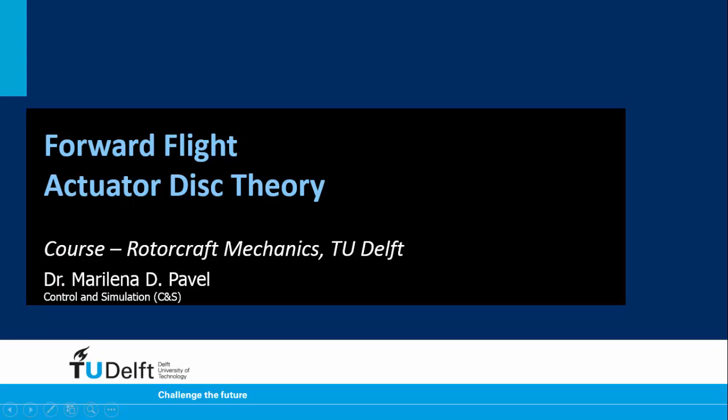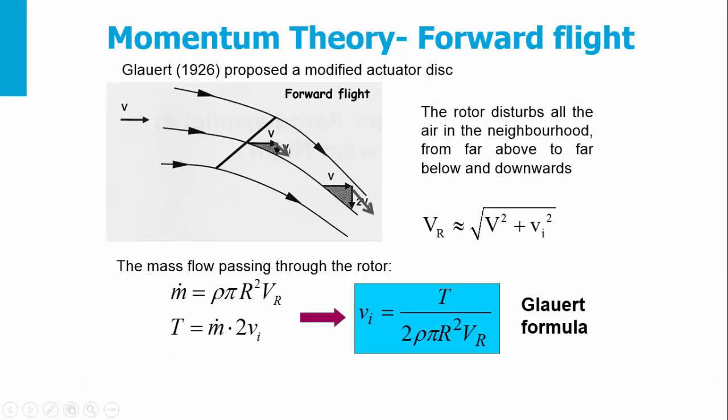Good morning. Today we are going to discuss forward flight, and first we will concentrate on actuator disk theory. The actuator disk theory, or the momentum theory in forward flight, was extended from hover to forward flight by Glauert in 1927. He proposed a modified actuator disk.